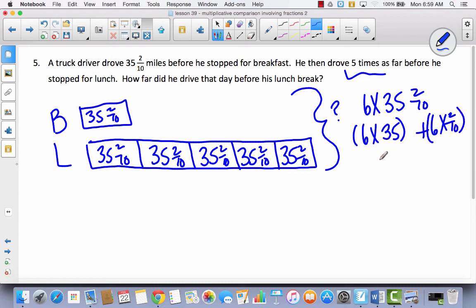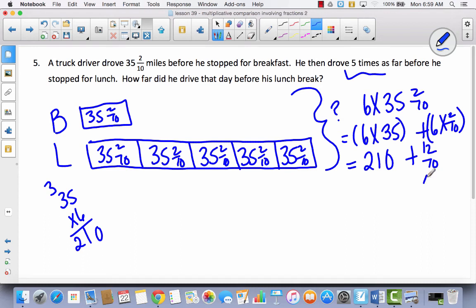So typically I can do these in my head. I'm going to come over here and do 35 times 6. 5 times 6 is 30. 3 times 6 is 18, plus 3, 210. So I'm going to have 210 plus 12/10. This is an improper fraction, but it's a pretty easy one to make into a mixed number because I would have 10/10 and 2/10. So that's going to give me 210 plus 1 and 2/10, which equals 211 and 2/10.